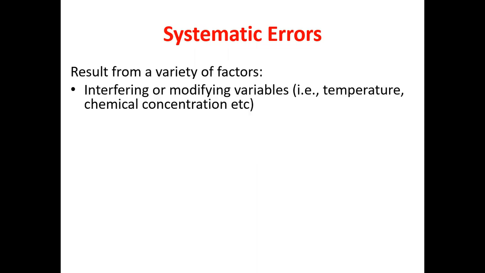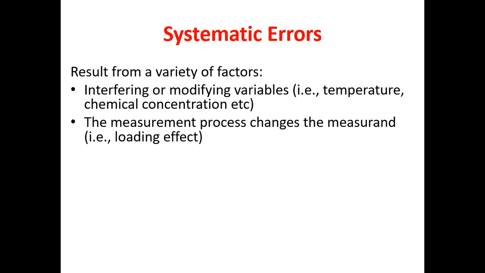Systematic errors are the result of a variety of factors and could be interfering or modifying variables such as the ambient working conditions, such as temperature, pressure, chemical concentration, etc. A system which is designed for a particular environment probably won't work within a different atmosphere or different working conditions. So this is one of the systematic errors.